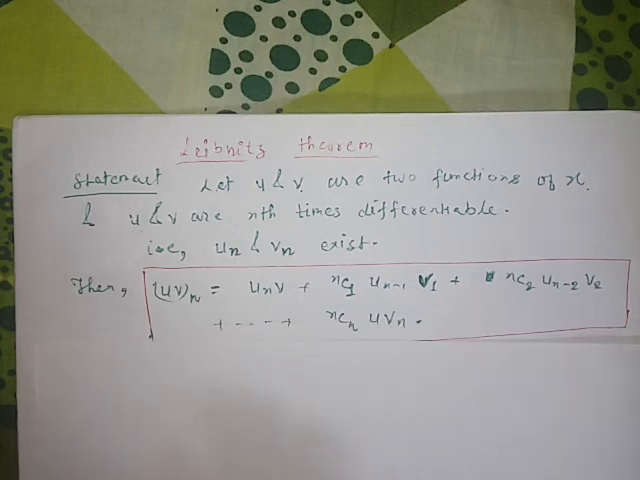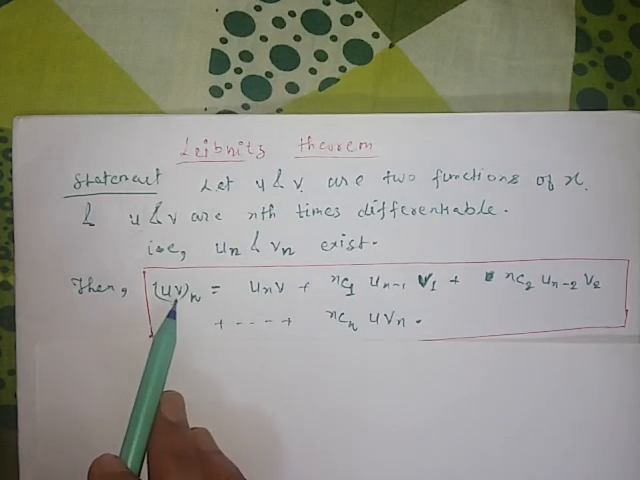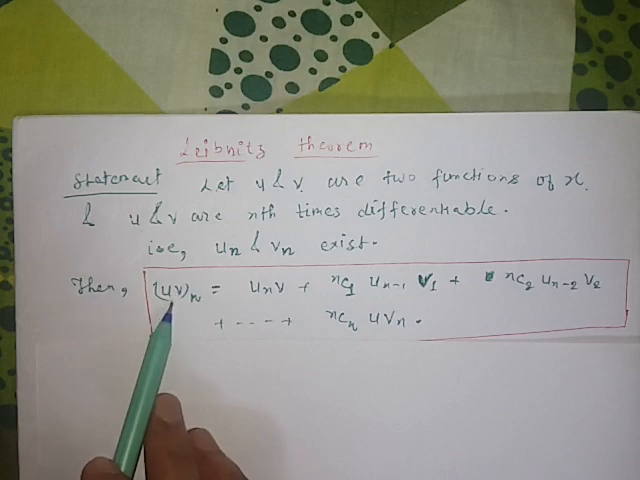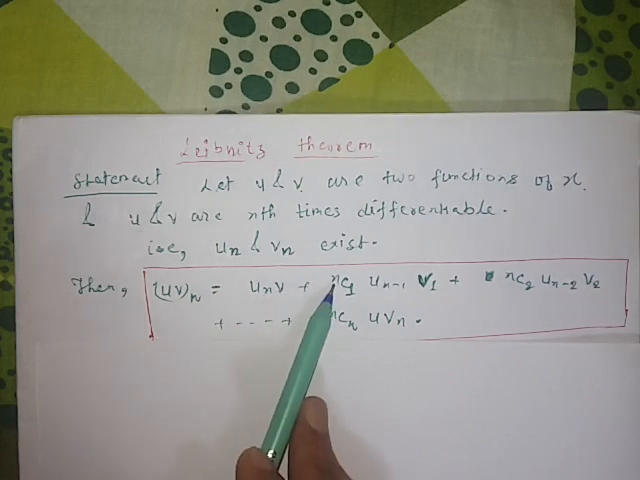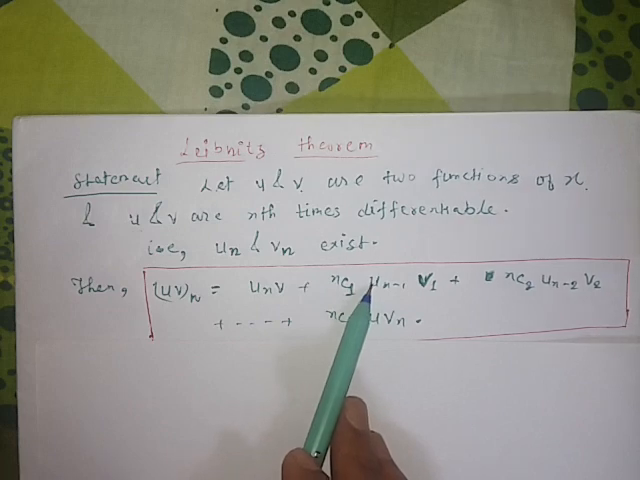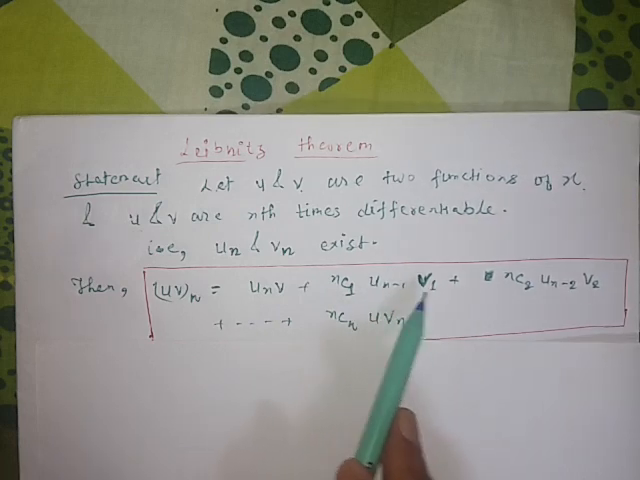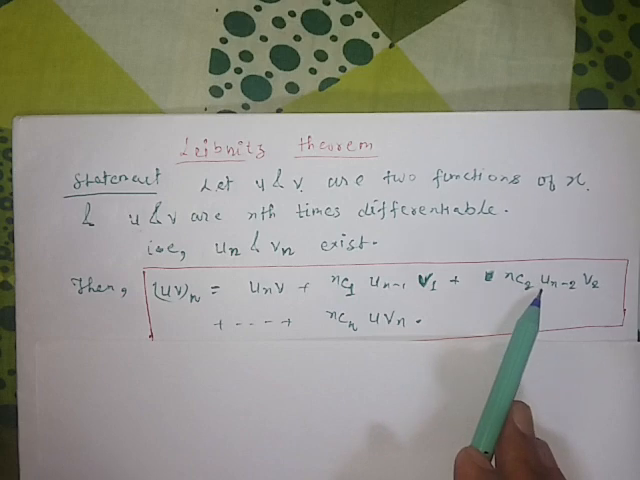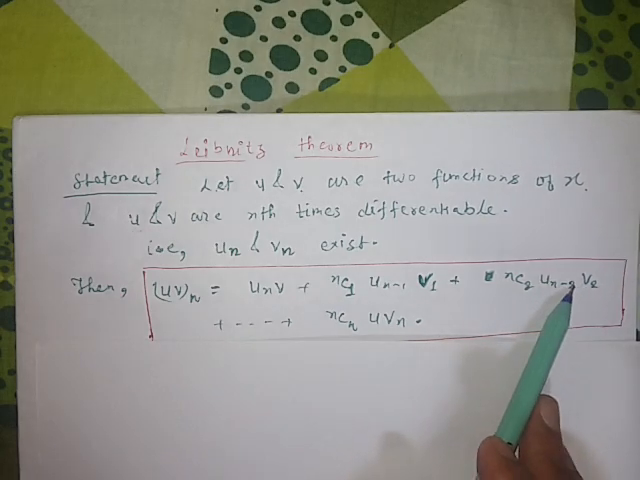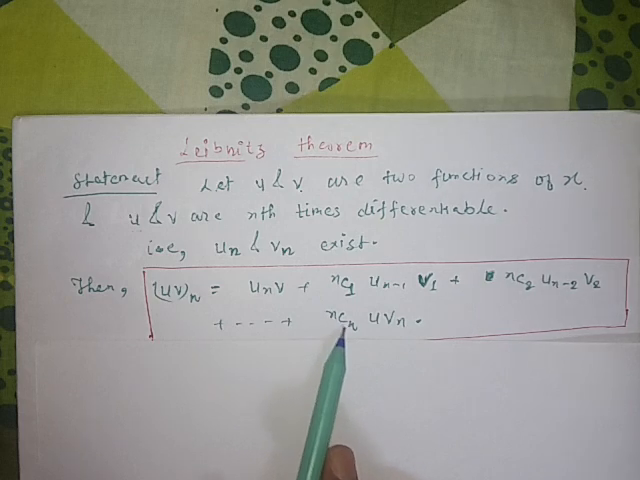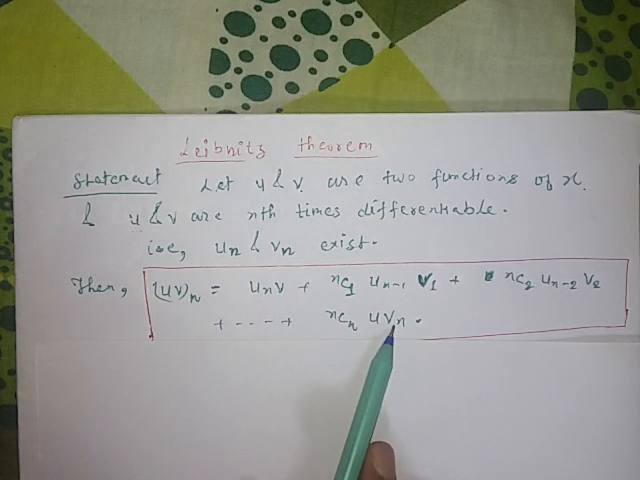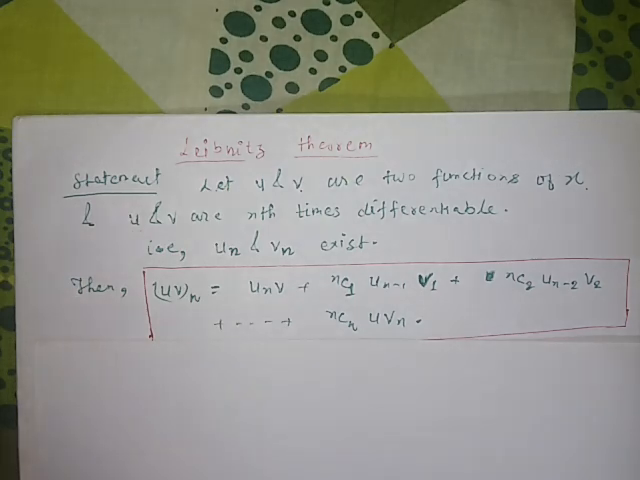Then the theorem says that the nth derivative of the product u and v will be equal to u_n v plus nC1 u_(n-1) v_1 plus nC2 u_(n-2) v_2 plus dot dot dot, and in the last term nCn u v_n. So this is our statement of Leibniz theorem.